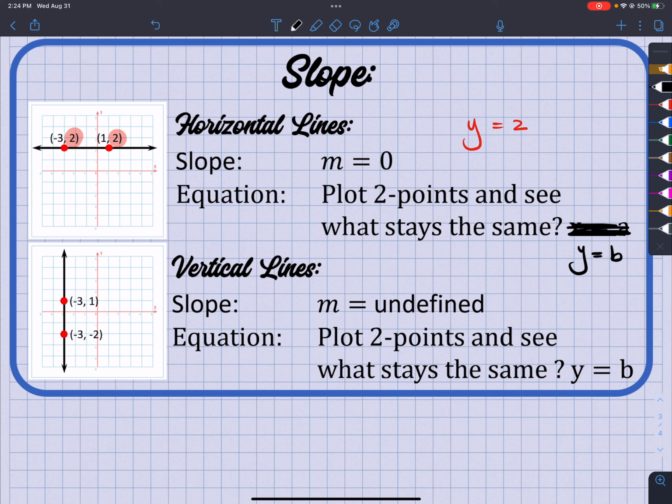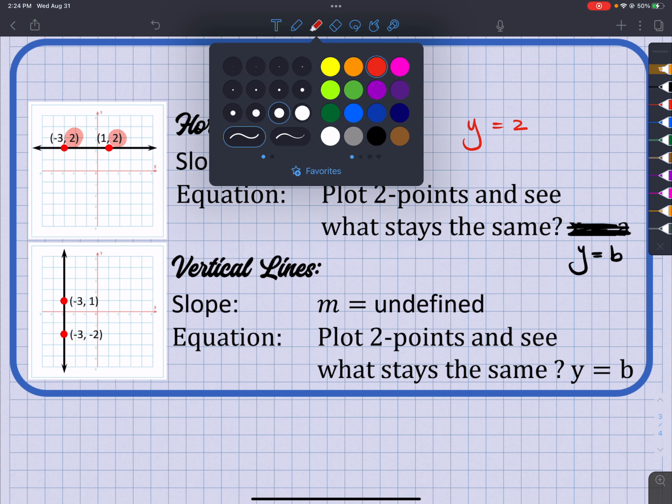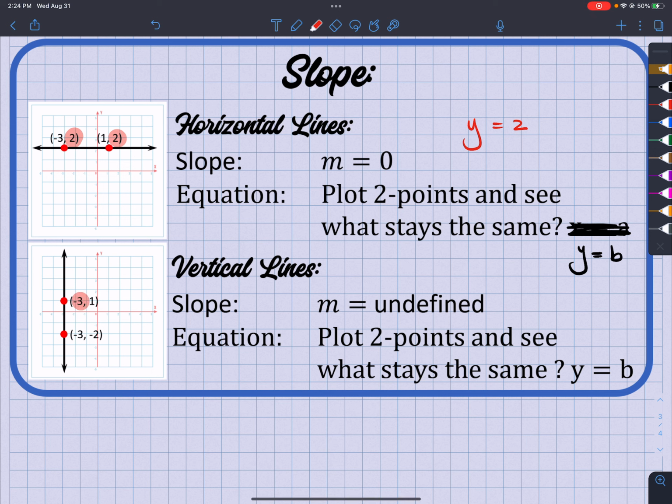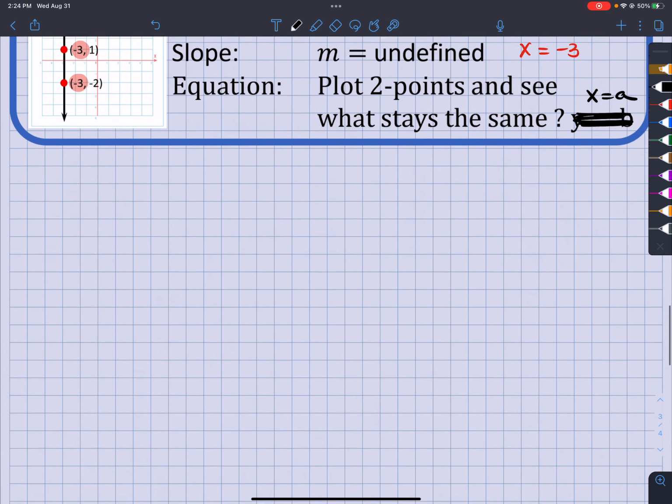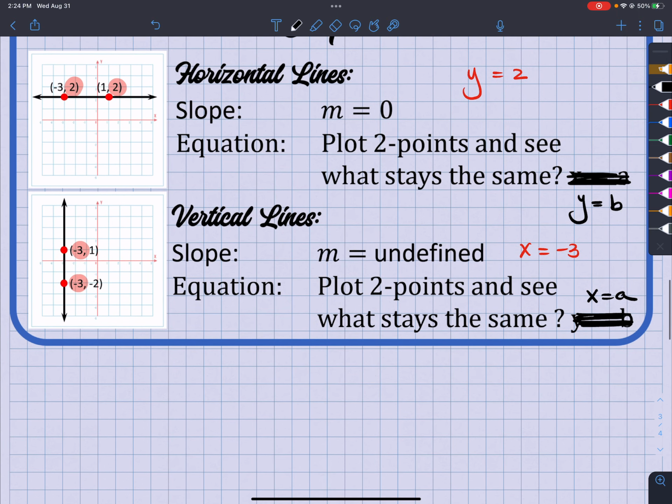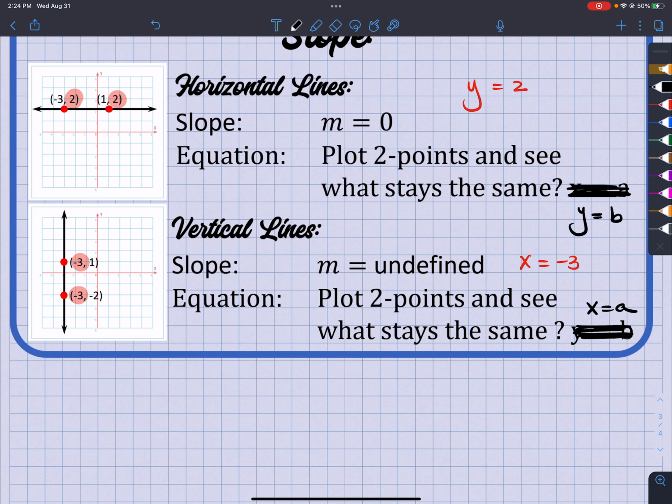Okay? And then for the vertical, same thing. I would, again, pick 2 points and go, okay, what stayed the same? The -3 did. And what values are those? x equals -3. So same thing here. This should go away, and this should say x equals a. There we go. All right, and looks like that is it.